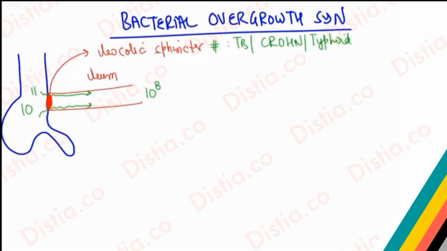So any of these causes, when I say typhoid per se, in poor socioeconomic status in India would be commoner. So all of these conditions can damage the ileocolic sphincter, and in some cases, the damage may not be demonstrated also. It is just that this sphincter does not work properly. So it could even be idiopathic, occurring in a person.